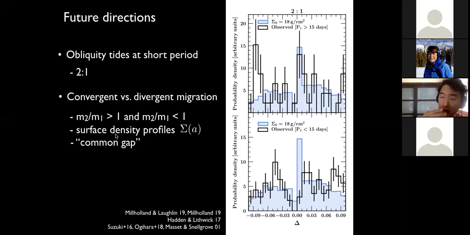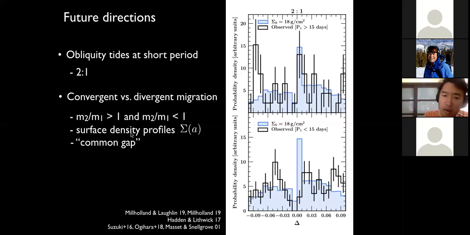My favorite idea at the moment, the more robust idea to guarantee convergence, is if you carve out a deep enough common gap between the two planets. A given planet will carve out a gap, of course, and if you have two planets, then the material in between will be especially emptied out. If that's the case, then there's no choice but for the migration to be convergent. So that, I think, is a nice way to ensure convergent migration, no matter what your background surface density profile is.